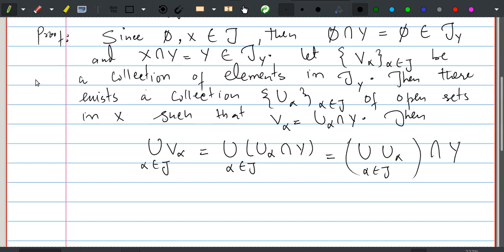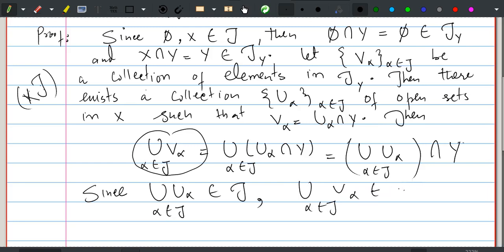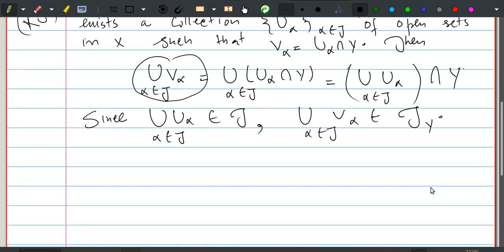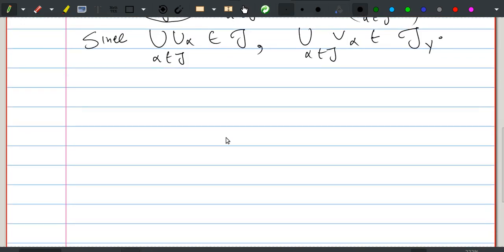Now T being a topology on X means T is closed under arbitrary unions. These U alphas being in T means their union is in T. So this element is of the form an element of T intersection Y. That means the union of V alpha over J is in T sub Y, by definition of T sub Y. So this collection is closed under arbitrary unions. Now let us prove it is closed under finite intersections.